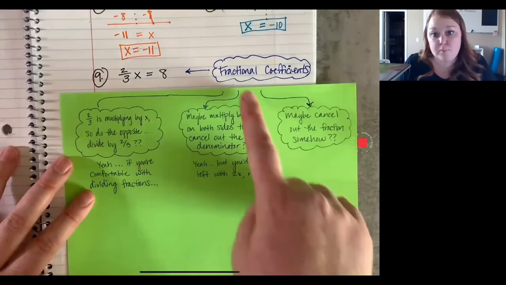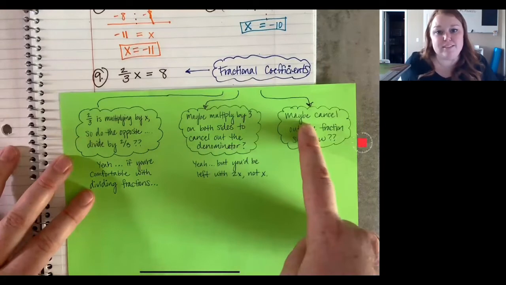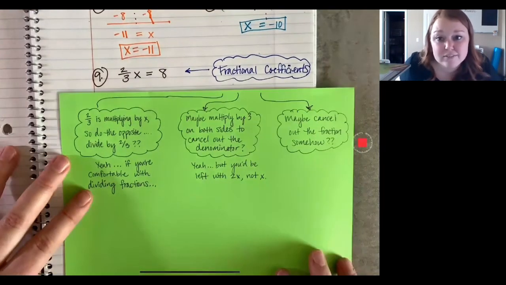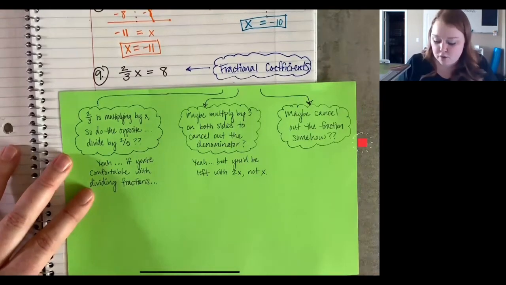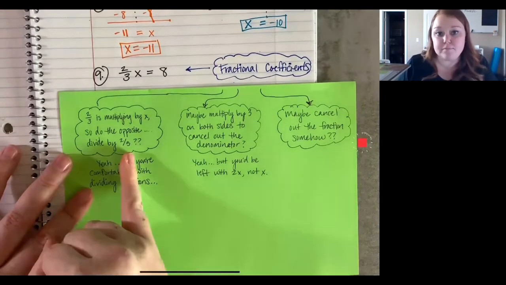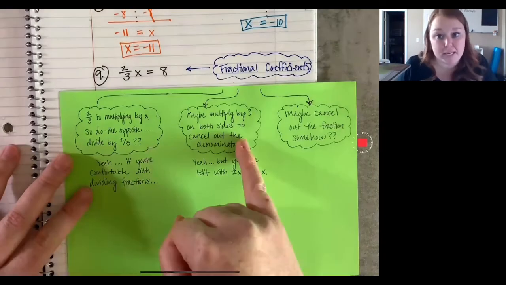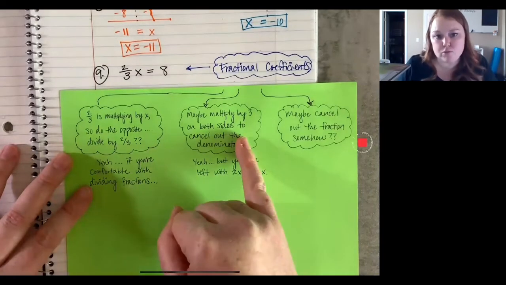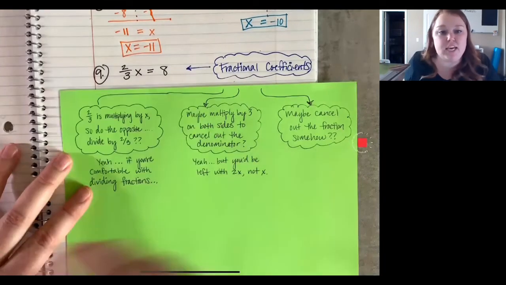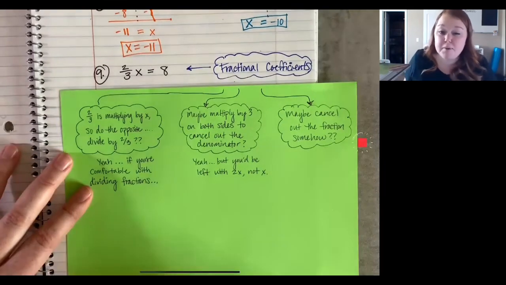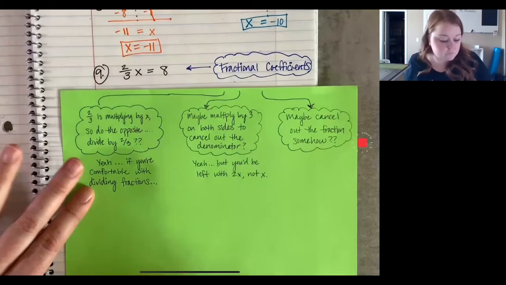So then another thought process is maybe cancel out the fraction somehow. And that's what I like to do. I like to cancel out the fraction. Now, if you would rather do it the other way, fine. I get it, okay? Some kids do prefer that way better. I like to just do one thing to cancel out the fraction. So I'm going to teach you my way, okay?